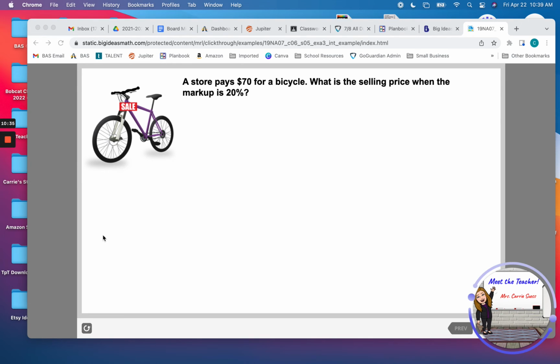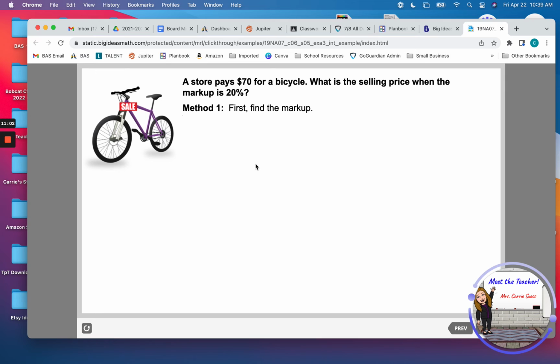All right. Example 3. A store pays, okay, we're doing a markup here. A store pays $70 for the bicycle. So my cost is $70. What is the selling price when the markup is 20%? So I'm going to mark up the original cost of the bike by 20%. So let's get my little equation. So first we're going to find the markup. Okay, how would I find the markup?